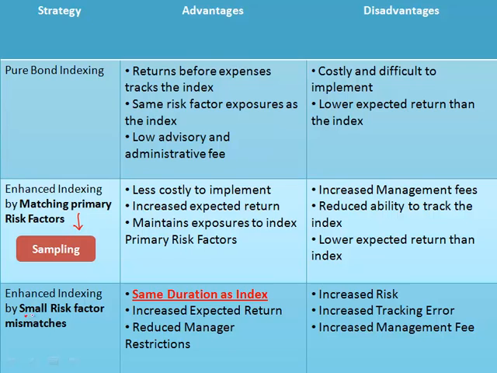The third one is small risk factor mismatches. Again, in this, the large risk factor, which is duration, has to be the same as the overall index. But now you can take smaller exposure. Maybe you might take more exposure to credit or more exposure to treasury. So increased expected return, reduced manager restrictions, increased risk, increased tracking error, and increased management fee. Is it fine? So now all three are passive investment strategies.